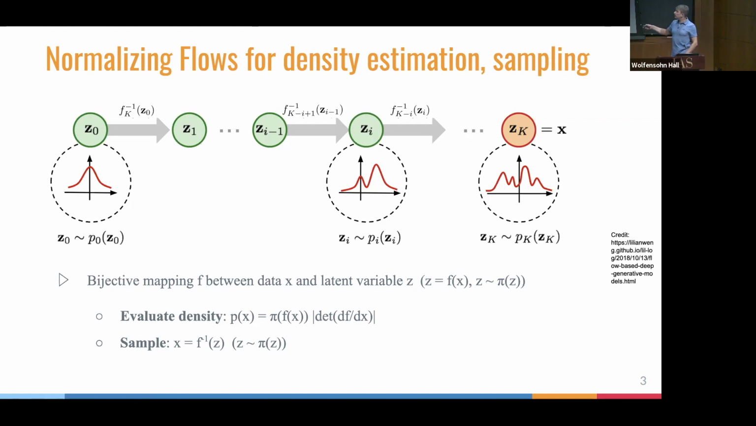But moreover, we can also draw new samples. Once we have found this mapping, we can draw new samples X by just drawing a sample in what we call latent space or Gaussian space, and then just passing it through this inverse of this f to the new sample. Okay, so that's the idea.